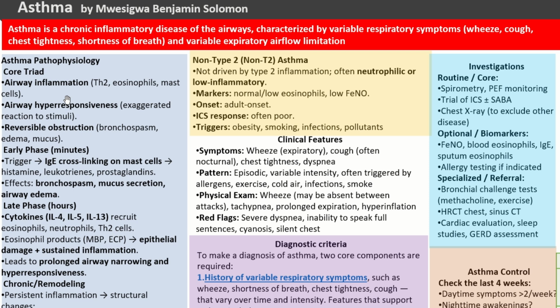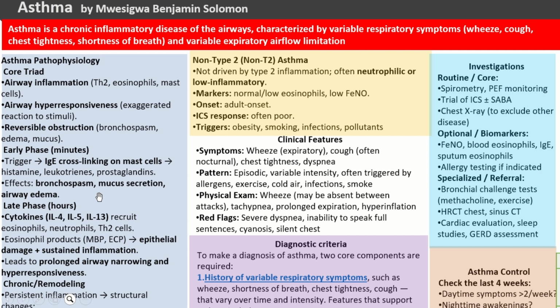So when the allergen comes back again, it is going to cause cross-linking of these IgE antibodies found on the mast cells. And when this happens, the mast cells are going to release histamine, leukotrienes, and prostaglandins. These are all very responsible for the symptoms seen in someone having asthma. For example, the histamine and leukotrienes are going to cause the bronchospasms, and we can have mucus secretion and airway edema, all occurring because of these mast cell products.